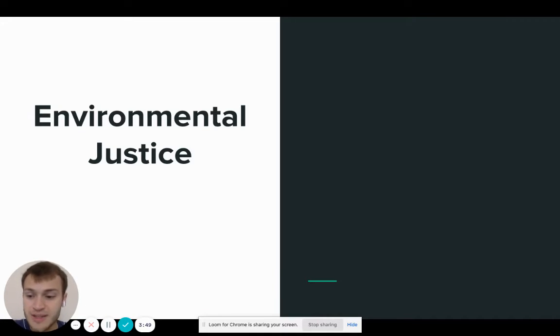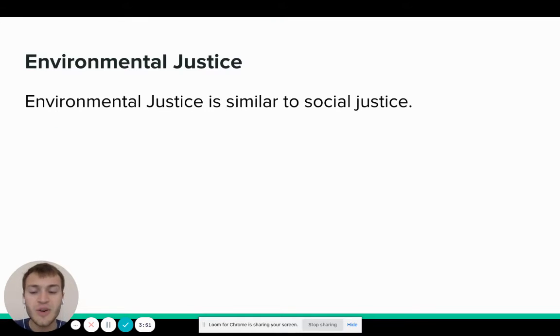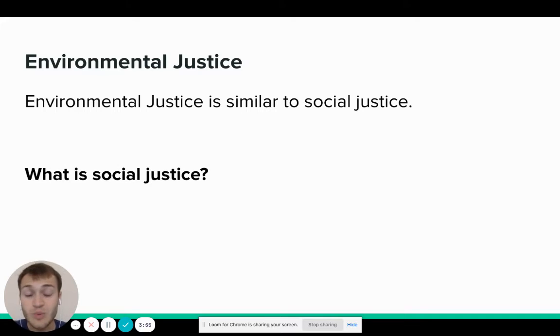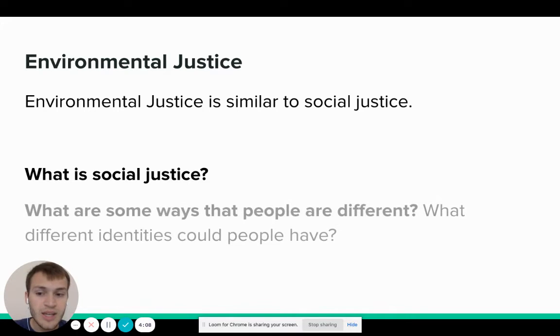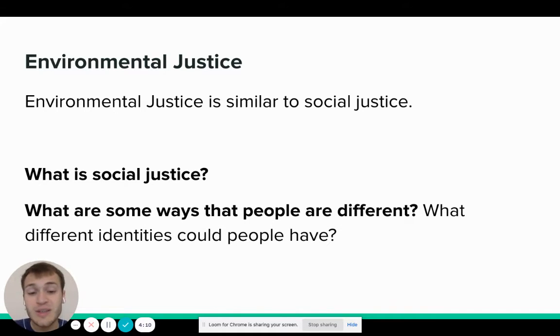So, environmental justice. Environmental justice is very similar to social justice. In class, I asked, what is social justice? A lot of people said giving the same rights to everyone. I think that's a good definition. Social justice is when everyone has the same rights. The second question I asked is, what are some ways that people are different? What different identities could people have?